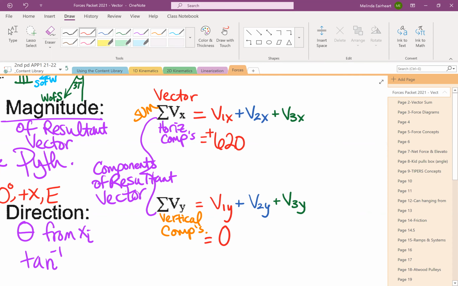Because your due east is a straight to the right. There's no up and right or down and right. There's no north and south with it. So there's literally no vertical component. So it's all in the horizontal.